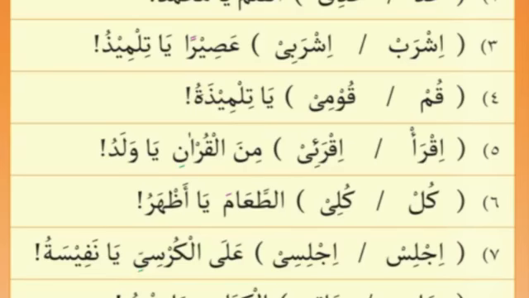So which one do we circle? Ishrab or ishrabi? Yes, we circle ishrab because ya tilmizu, tilmizu means a male student. So we choose ishrab, drink. So we say ishrab asiran, drink juice. Ya tilmizu, O male student. Alright? So ishrab asiran, ya tilmizu, O male student, drink juice.